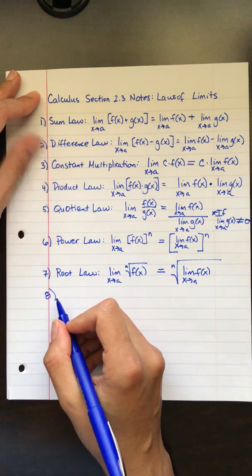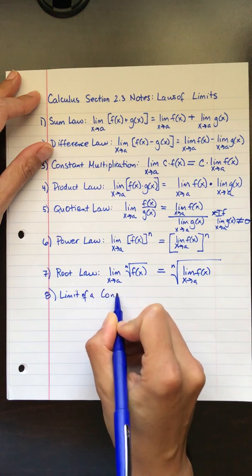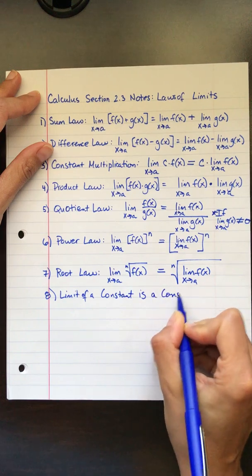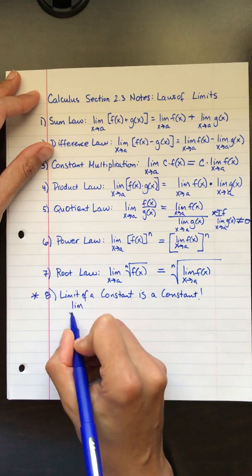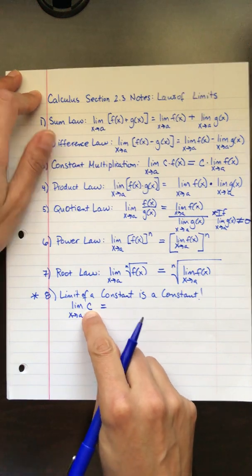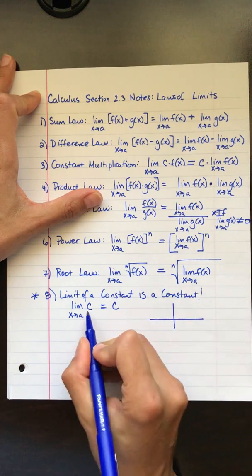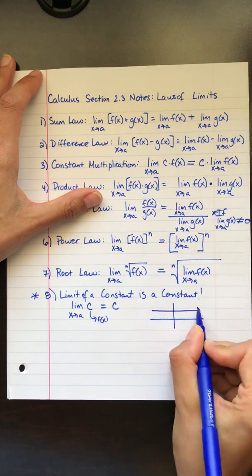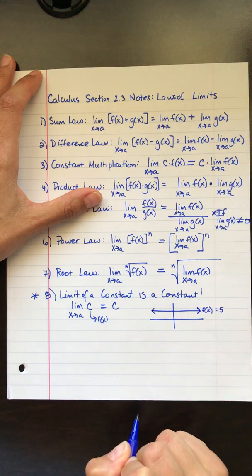Then we've got the limit of a constant is a constant. This is super important here. Basically, limit as x approaches a of some number. The function is a constant, like 5. Then the answer is 5. What is the rationale? Well, if this is f of x and f of x is equal to c, that means it's a horizontal line, like y equals 5. For example, right?